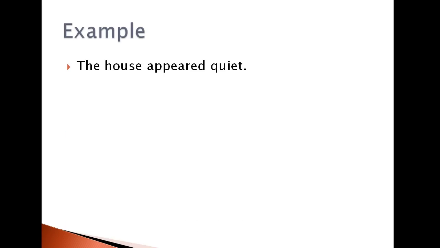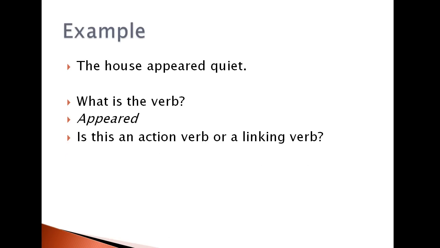First example, the house appeared quiet. You may recall seeing this example before when we talked about how linking verbs like appeared may not actually be an action verb, even though it might look like it. The house was quiet works, therefore we understand that appeared is actually a linking verb because it can be replaced by the linking verb was. So the verb here is appeared. Again, it's a linking verb.